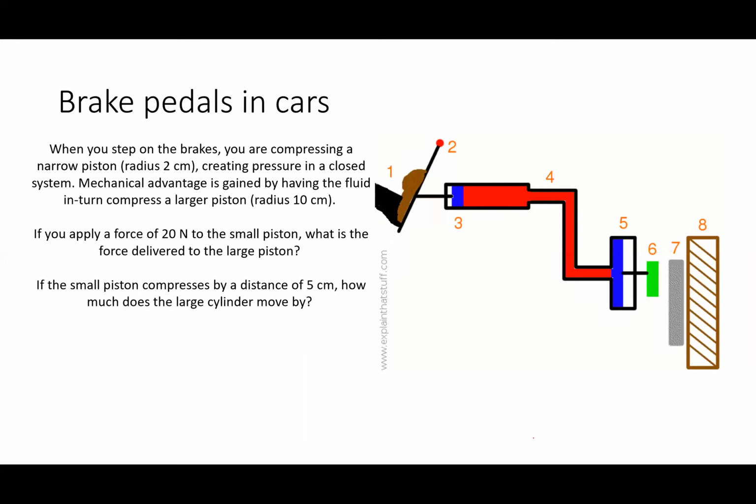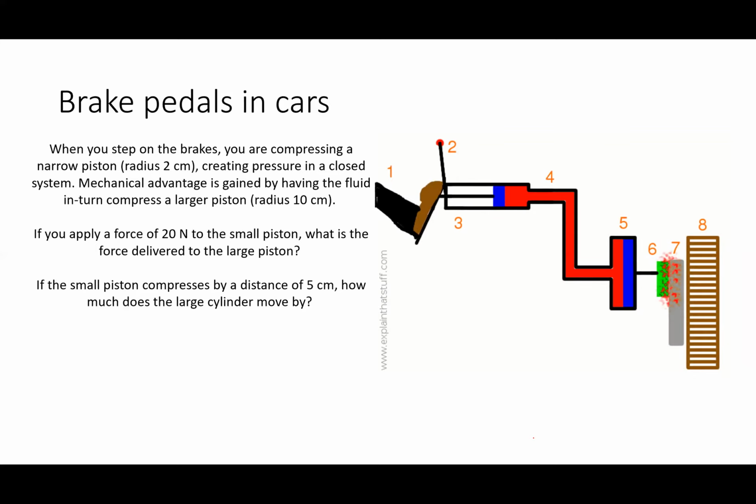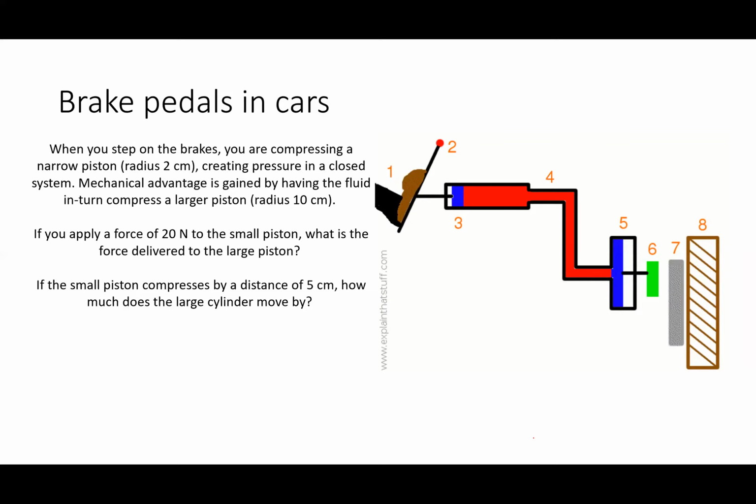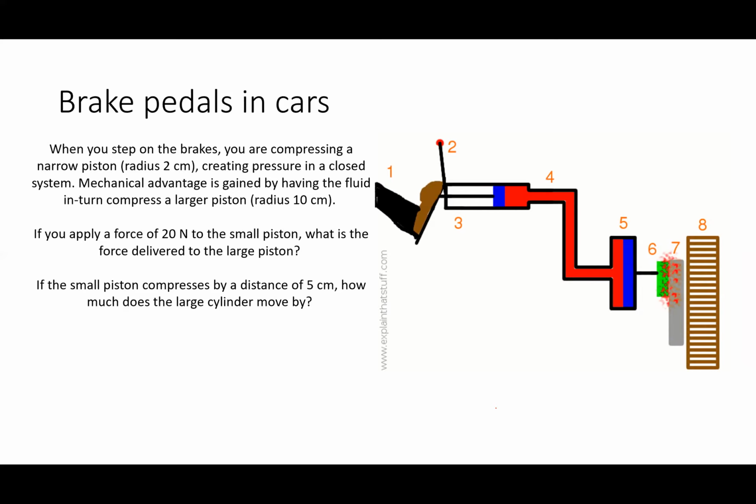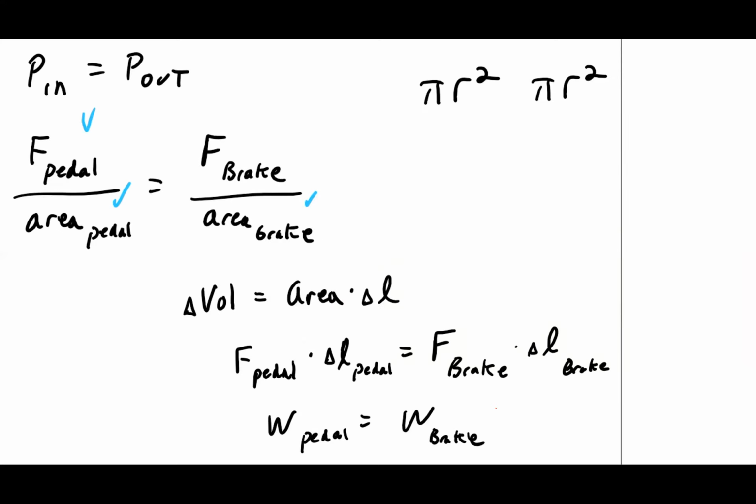So if I imagine pushing with a force of 20 newtons to a small piston, then I'm adding pressure to this fluid. And if I have a sealed system, then that same pressure is going to be exerted on the larger cylinder. So if I keep the pressure inside the system constant, then the force on the pedal divided by the area of the pedal will be equal to the force on the brake disc divided by the area of the brake cylinder.